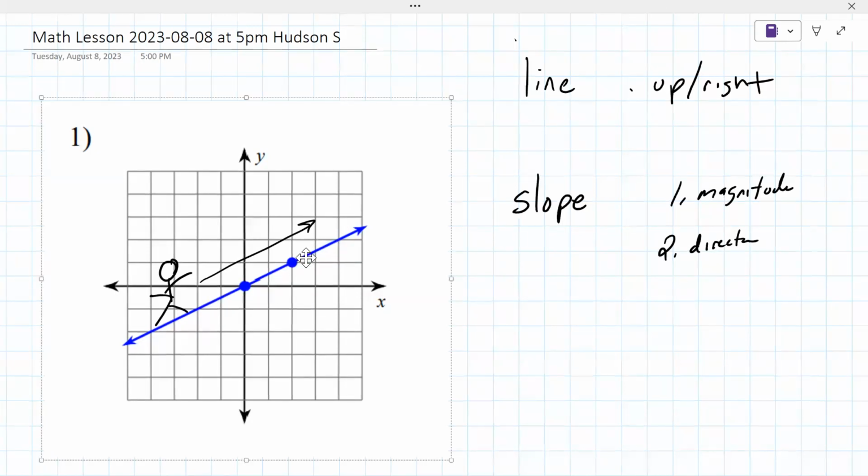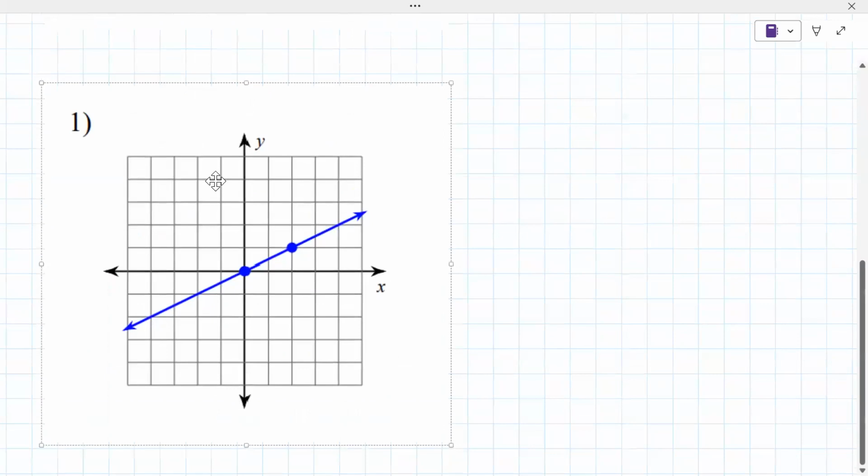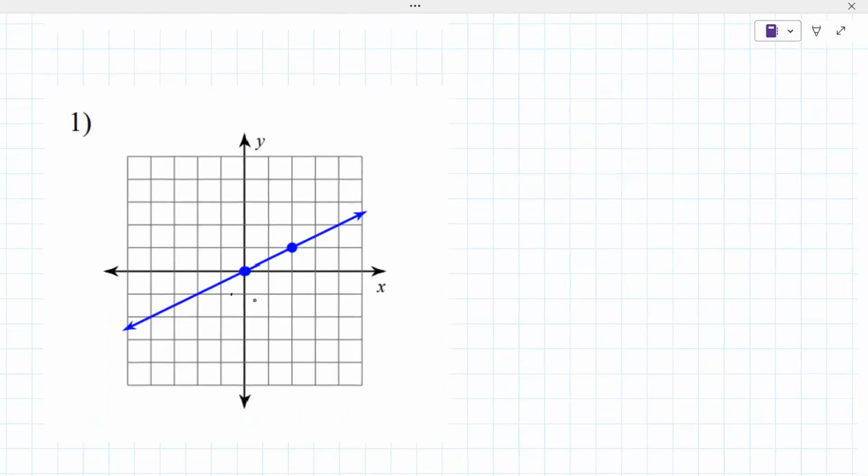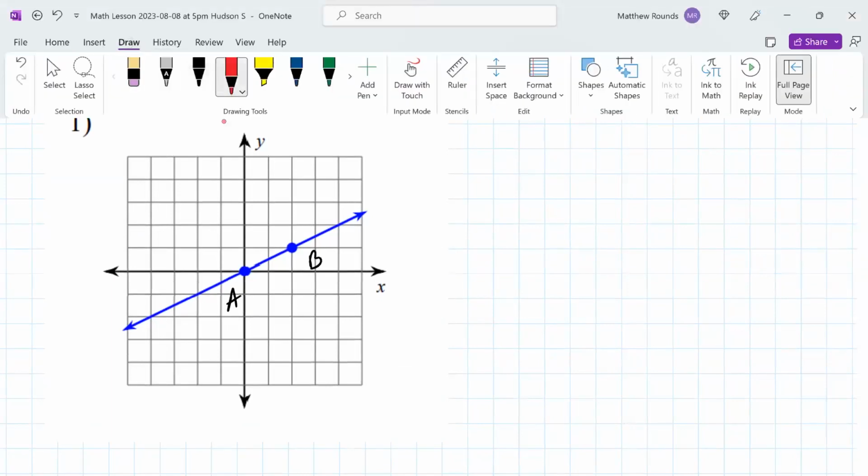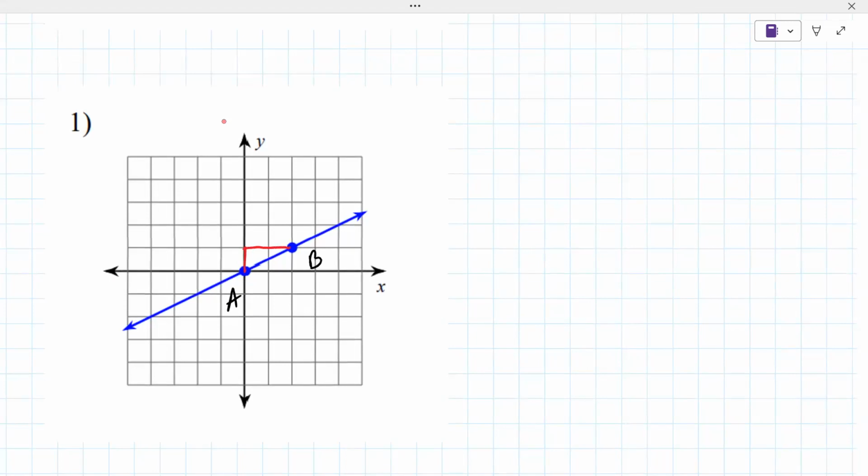Okay, so I'm going to reframe this question. Imagine I wanted you to walk from A to B, and you first had to go up, and then you went to the right. So we call up the rise. Up means rise. And then you always go to the right.